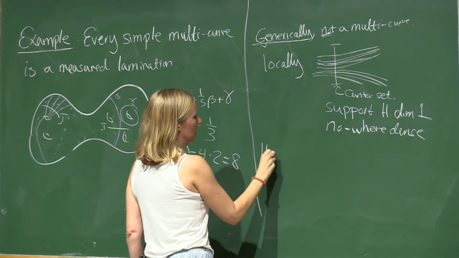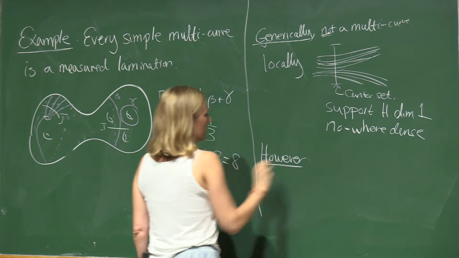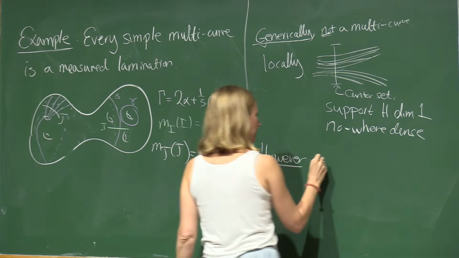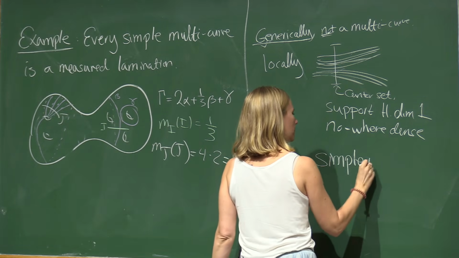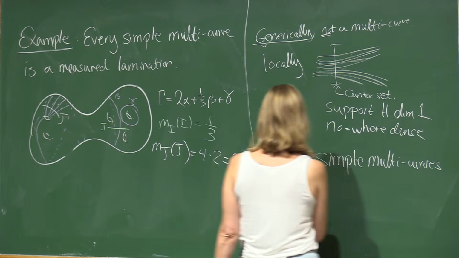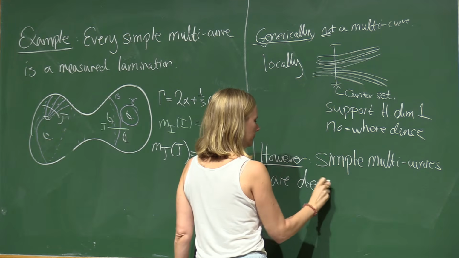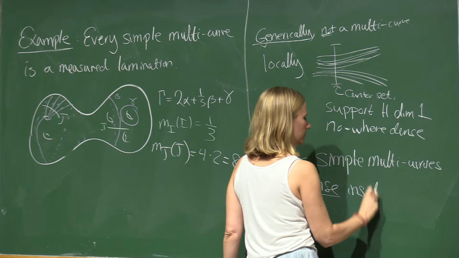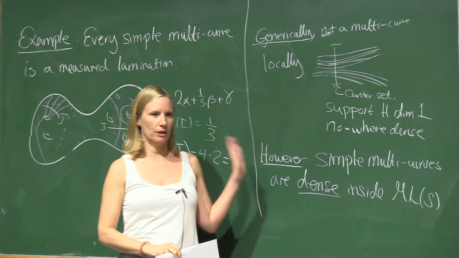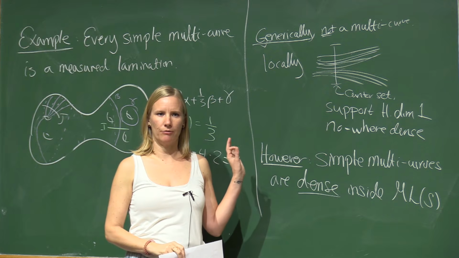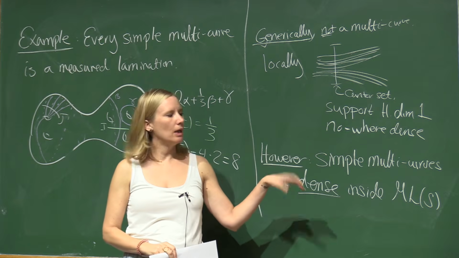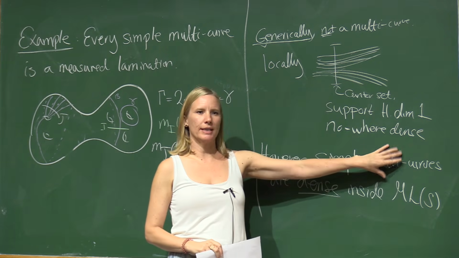However, simple multicurves are dense inside the set. In other words, you can approximate any measure lamination with simple multicurves. So if you want, you can think of any measure lamination as a limit of simple multicurves. One doesn't even need the multi here. You just need weighted curves.